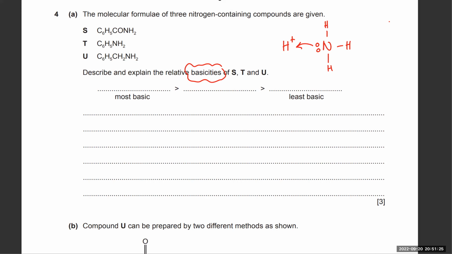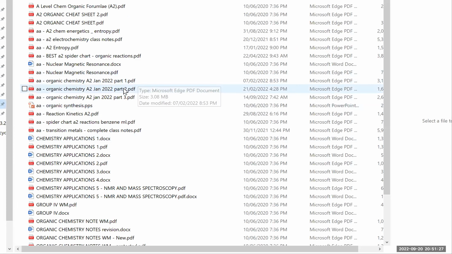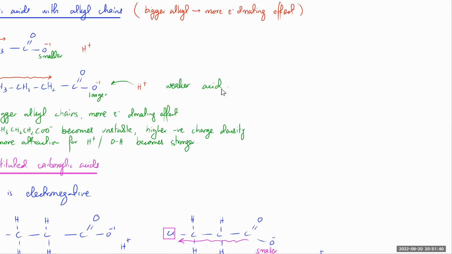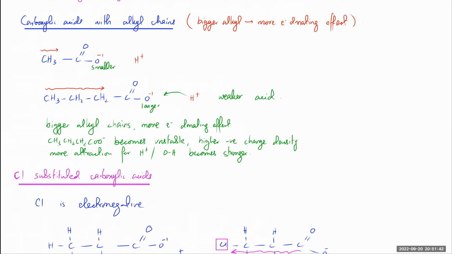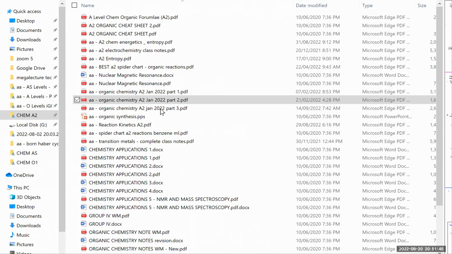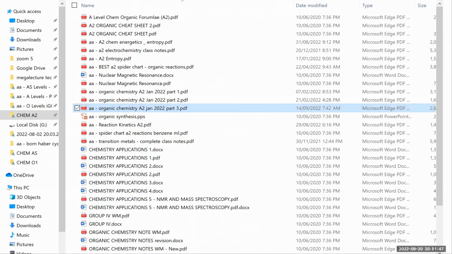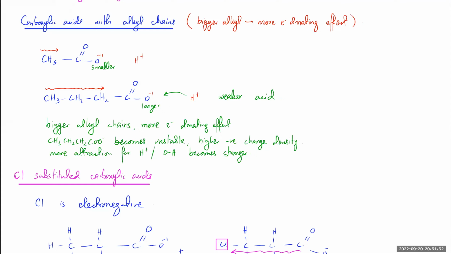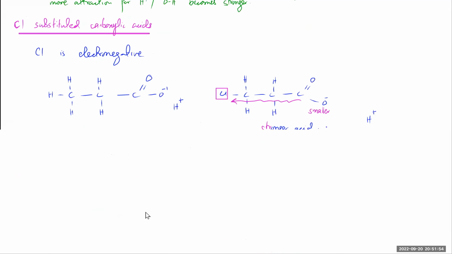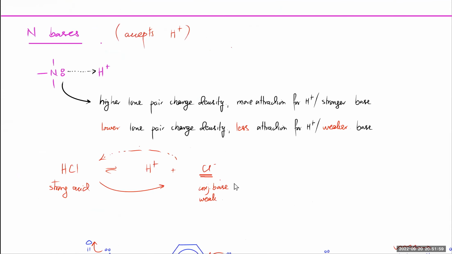So the idea is this one. The whole explanation is given in part 2. So the idea about basicity is it's just the reverse of the comparison of acids. No, I think it's in part 3. Just 1 second. So that's where we study nitrogen bases. Let me just check. So we studied acids. No, it's in part 2.